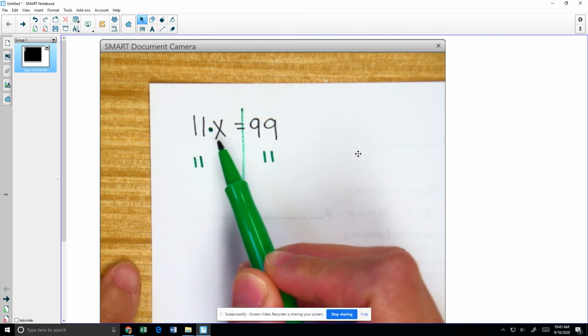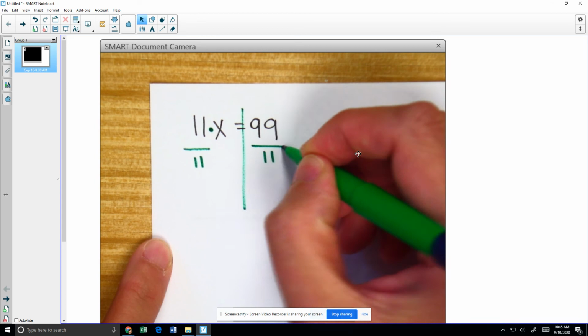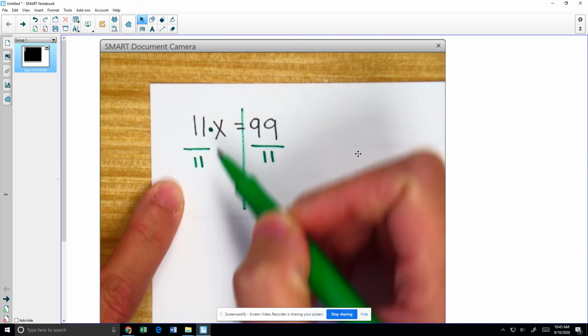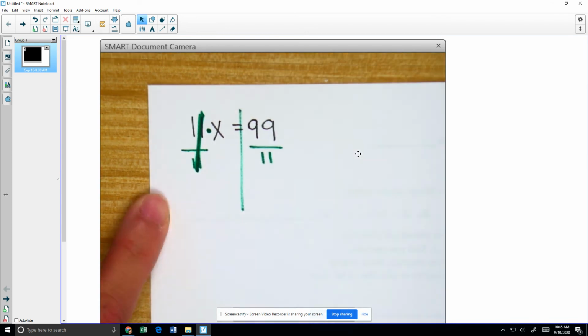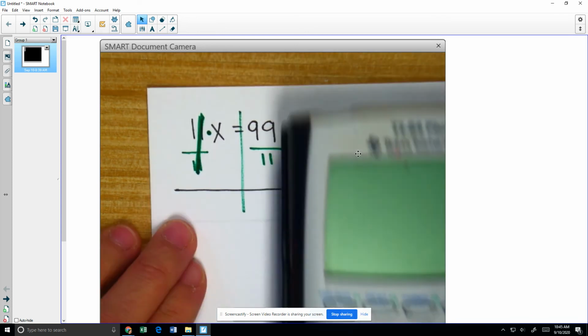So guys, what's opposite of multiply? Thank you. So you're going to divide both sides by 11. I'm going to use this fraction bar like divide. And the reason why I'm dividing is because look, 11 divided by 11 is 1. 1x is the same thing as just saying x, right? So now I can divide, 99 divided by 11.